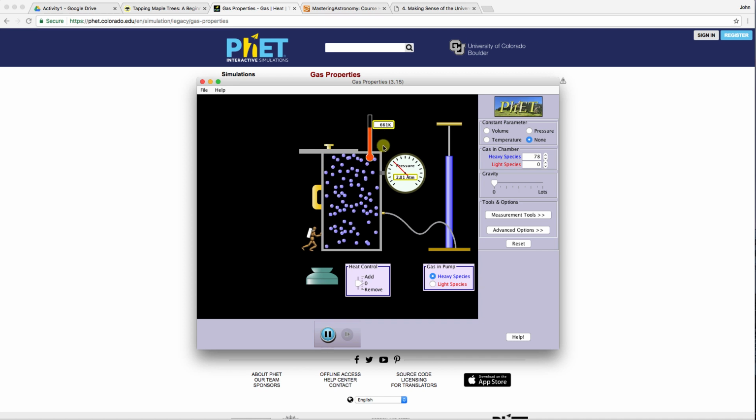So there's all kinds of interesting properties of gases that you can talk about when you change the pressure, change the volume, change the temperature. But the main thing we want to focus on here is that the average motion, the average kinetic energy of these guys is indicated by the temperature. The higher the temperature, the more rapidly they're moving around.